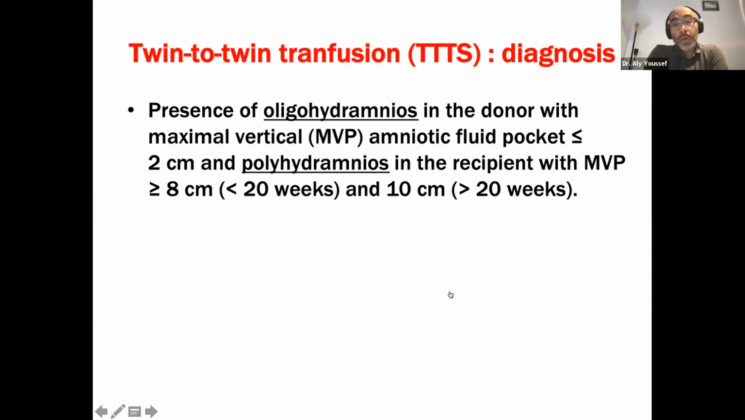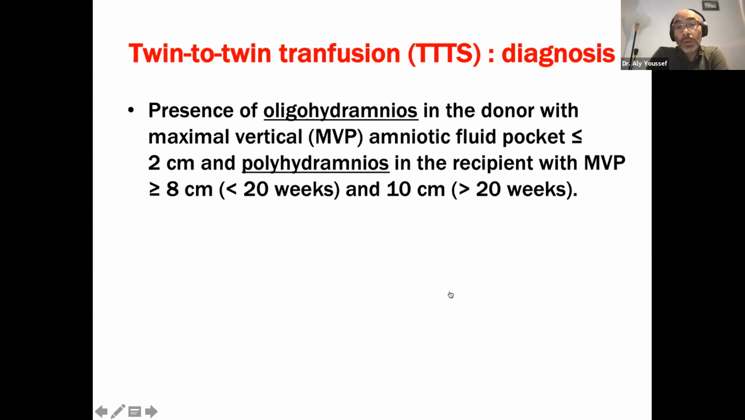A specific complication of monochorionic twins is the twin-to-twin transfusion, and this is due to large anastomoses between the two twins, and a hemodynamic imbalance of the distribution of the circulation between the two twins. So there is one twin who is a donor, giving too much blood to the other, and another one who is a recipient, which is receiving a large share from the placenta.